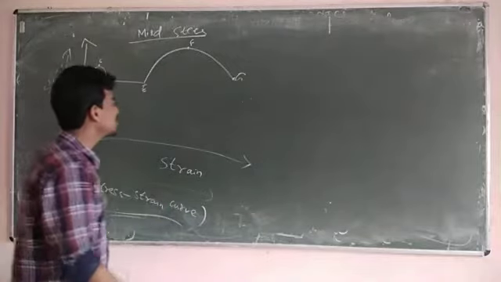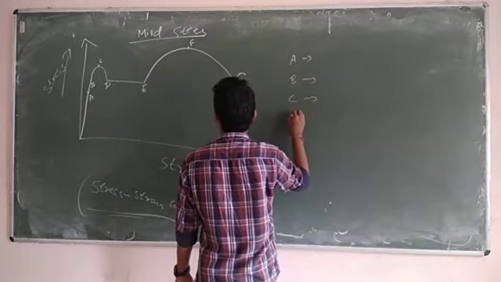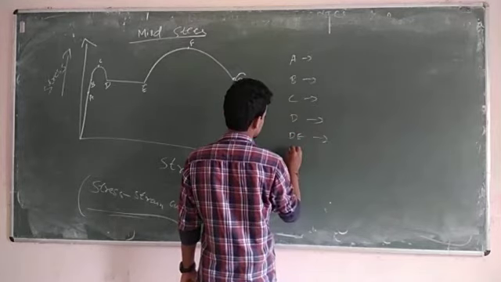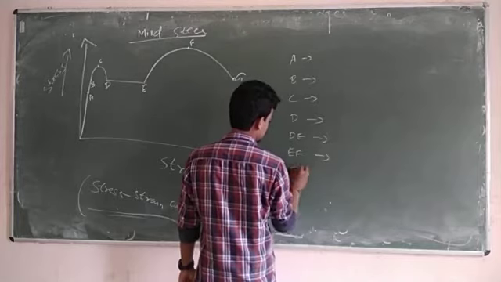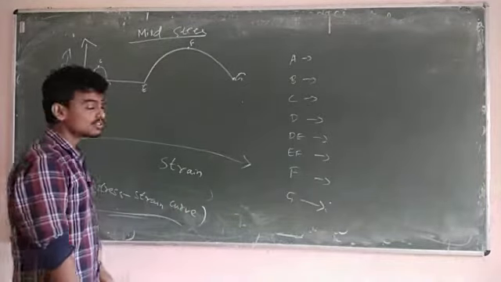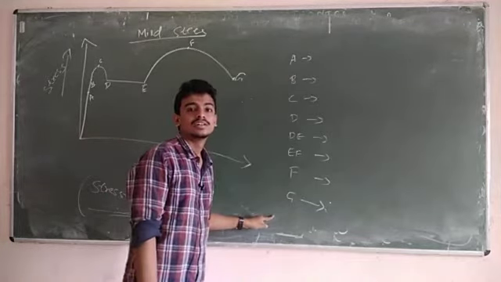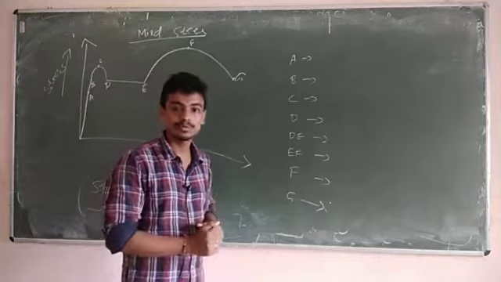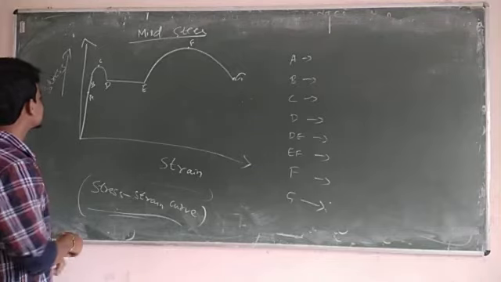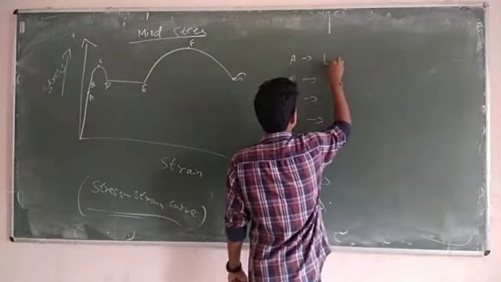Now I will write all the point names. You may get a long question in the semester exam. After denoting all the points, this topic about the stress strain graph will be over. In this case, point A is called the limit of proportionality.